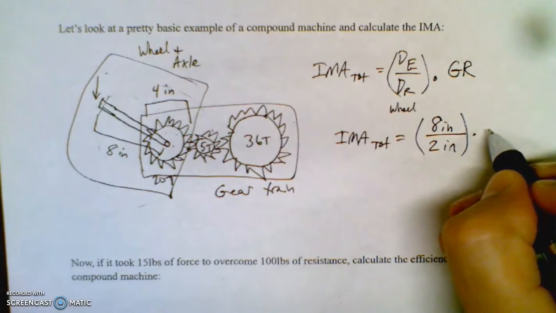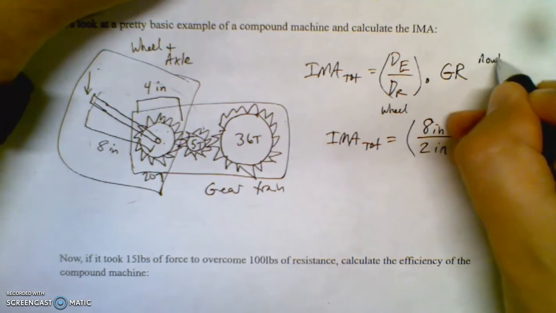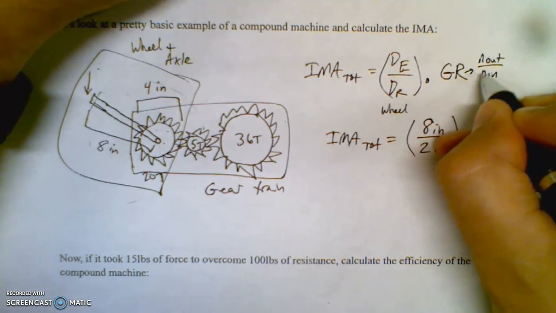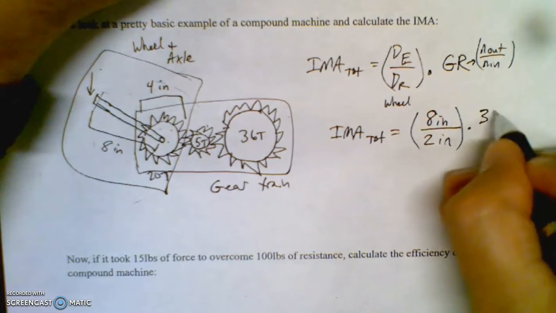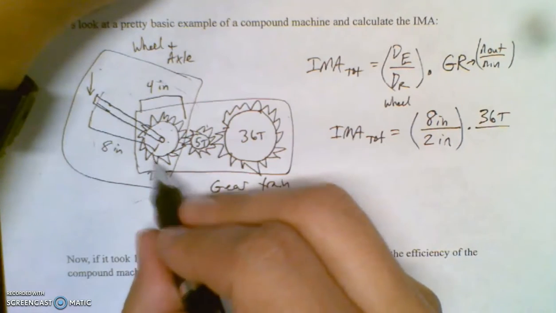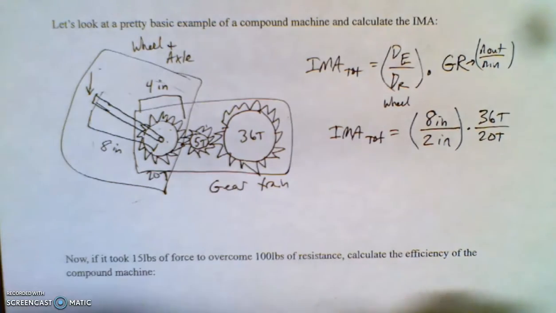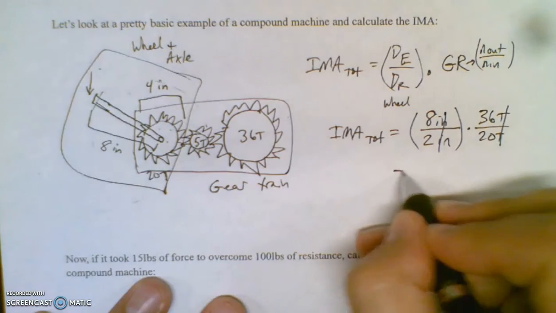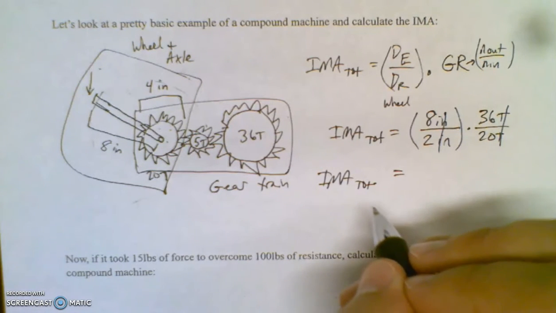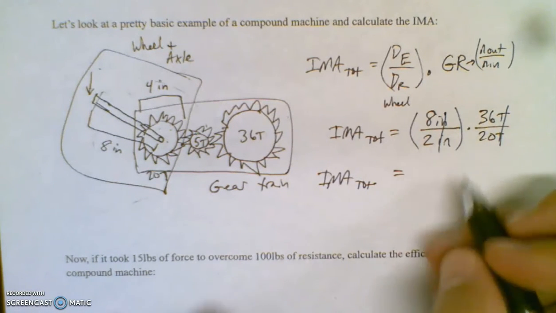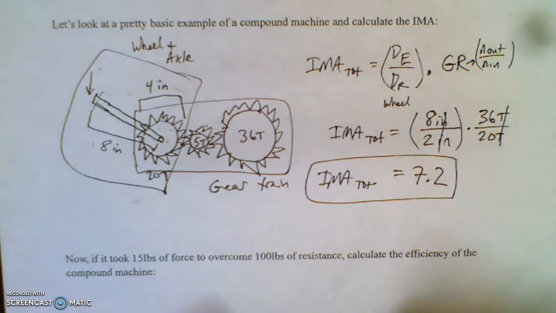Now, gear ratio we just did. In this case, it's Nout over Nin, right, because we have number of teeth in this problem. So number of teeth out is 36 teeth. Number of teeth on the input would be 20 teeth, because I crank down here, this becomes the input of your gear train. Teeth cancel, inches cancel, and IMA total is going to be, I don't know, what's that? 4 times that, 7.2. All right, no units there because they all cancel off.